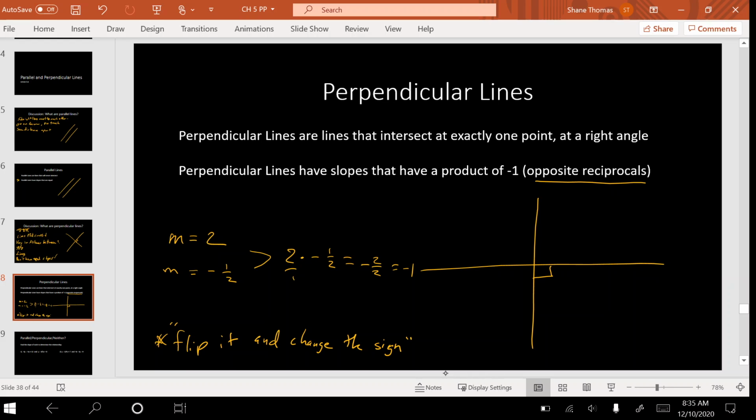Wouldn't that be keep it with flip it? No, different. Okay? All right, so there are 3 different types of ways that lines can happen.